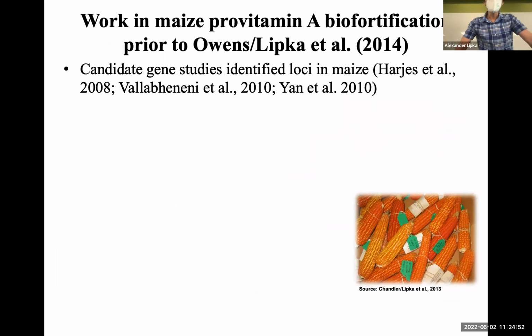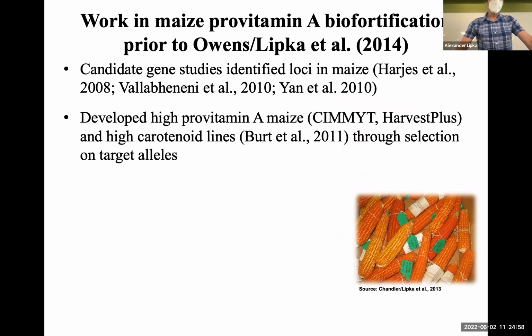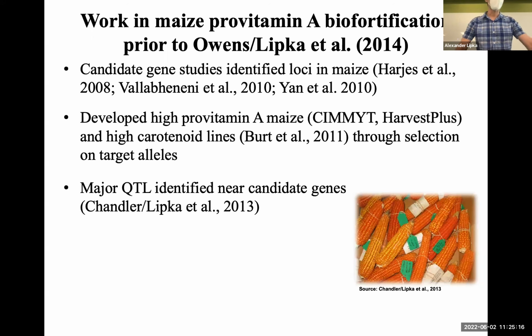So candidate genes have identified potential targets for marker-assisted selection. And there have even been high provitamin A lines that have been developed in CIMMYT and other organizations called Harvest Plus. And since I've participated in this work, I've heard that a lot of provitamin A maize has become available, and that's just totally awesome.